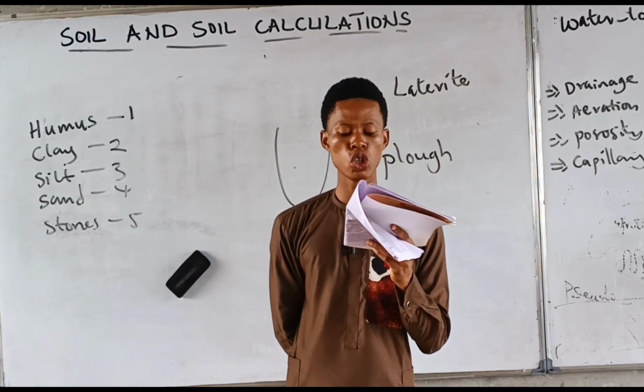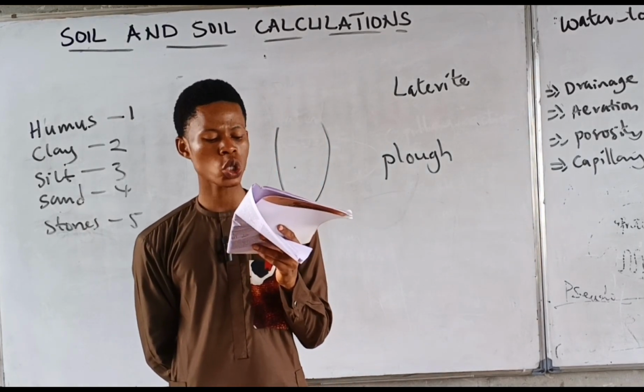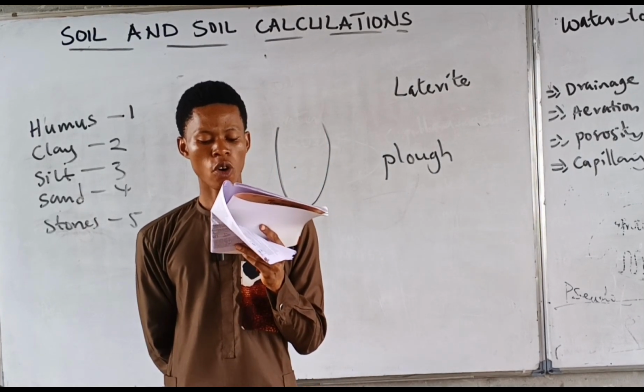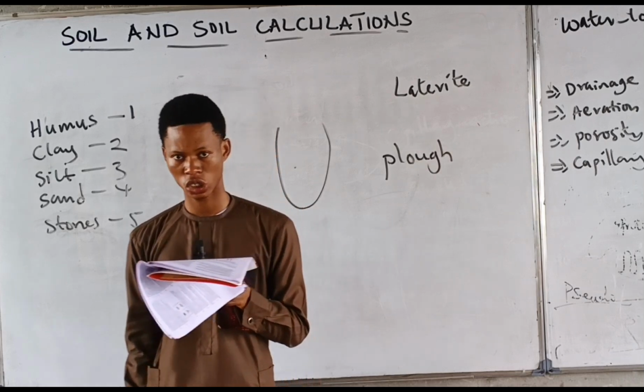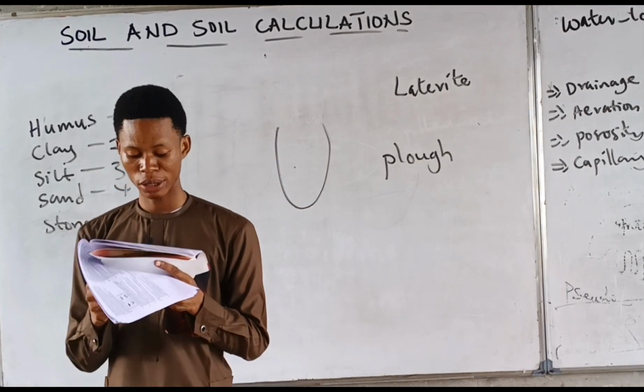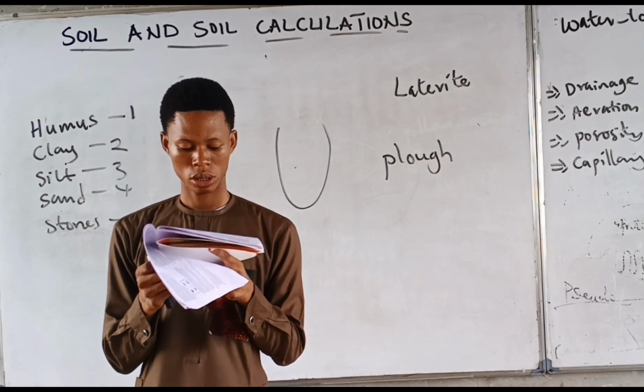The soil type that contains nutrients which are not readily available for plants is dash. Listen again. The soil type, where is it?